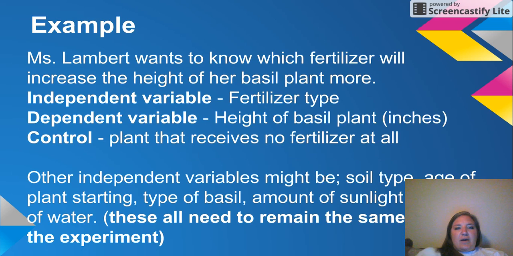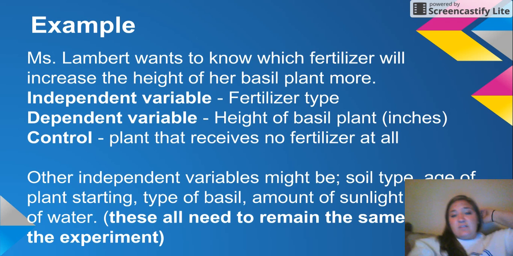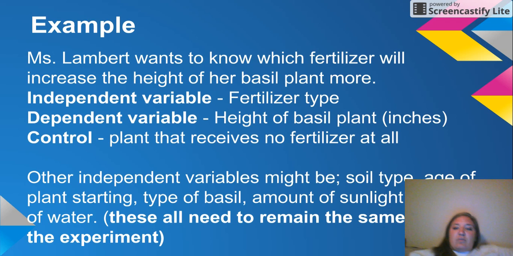So let's talk about an example. Let's say that Miss Lambert wants to know which fertilizer will increase the height of her basil plant more. Her independent variable would be fertilizer type. Her dependent variable would be height of the basil plant because this is what we're measuring. And her control would be the plant that receives no fertilizer at all. The control is always the one that does not receive the treatment.